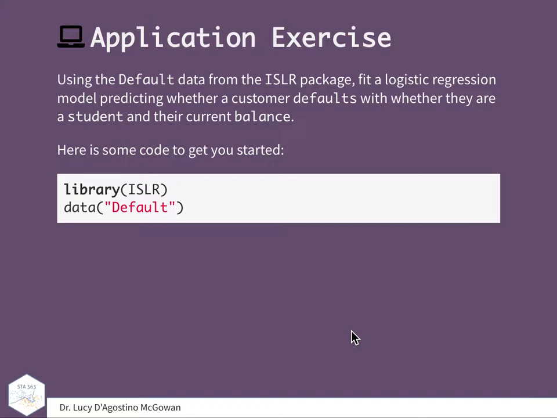Okay, so what I want you to do is use the default data from the ISLR package, and fit a logistic regression model predicting whether a customer defaults with whether they are a student and their current balance. Then interpret these beta coefficients, interpret the confidence intervals, and then see if you can get odds and interpret those odds ratios as well. Here's some code to get you started. The dataset Default is in that ISLR package, and you can use data and then in quotations Default to pull that data. Then go ahead and fit that model and interpret those results. Do that in the same application exercise that you had already started, and when you finish, knit it and turn it in on Canvas.